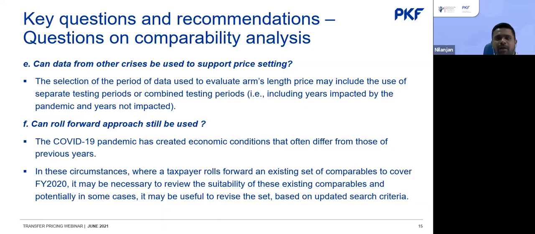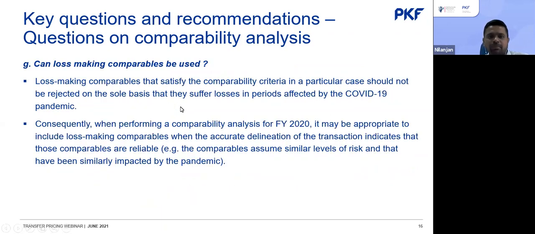So a more prudent approach would be to review those existing comparables and potentially do a new analysis, not just a roll forward. I mean, some of the consultants do that approach because it's easy, but it does present a lot of risk from a transfer pricing perspective, especially in the context of COVID. Let's go on to another question.